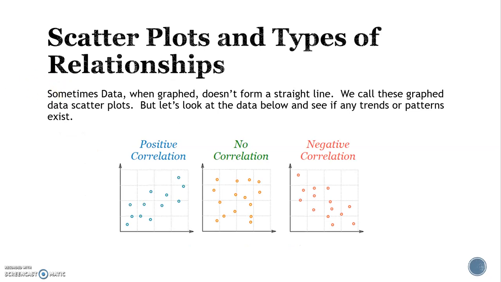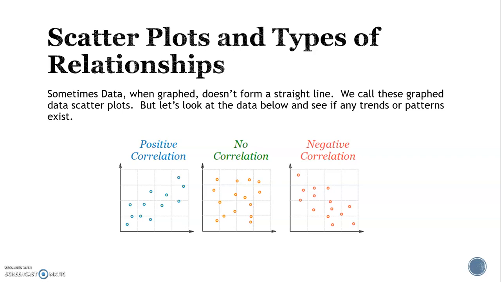Here's the thing. Sometimes data, when you graph it, it doesn't form a straight line. When it's not fitting a straight line, we call the graph, or the graph data, a scatter plot because it's scattered all over.